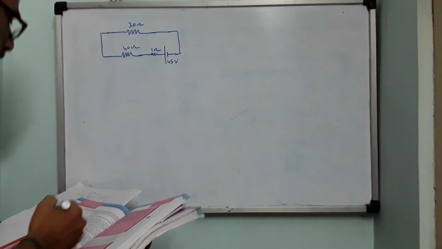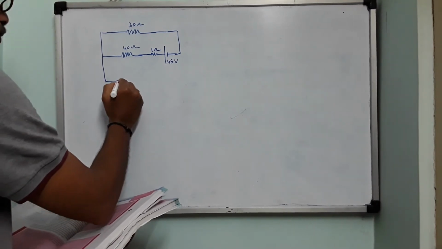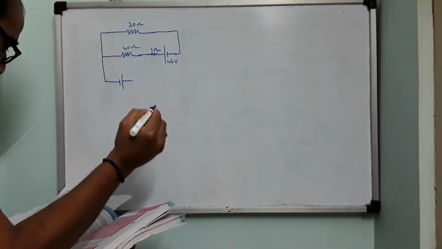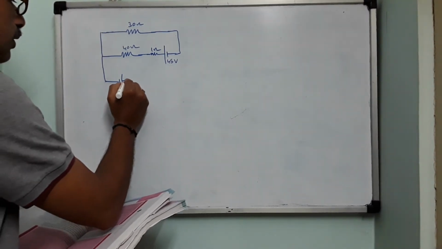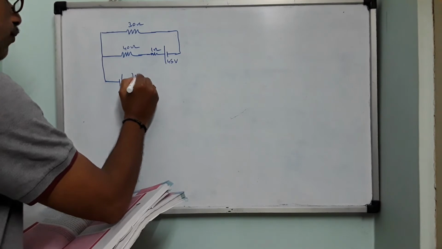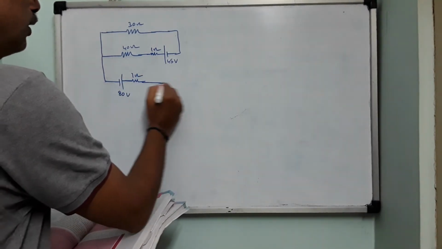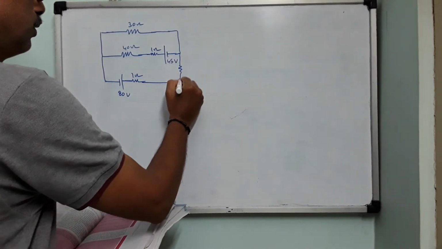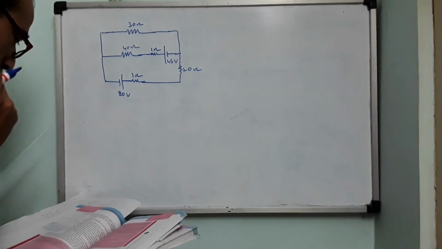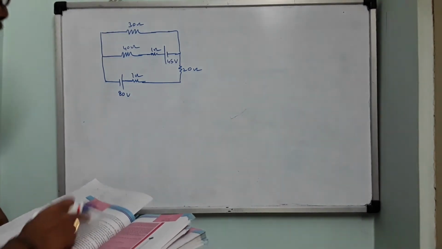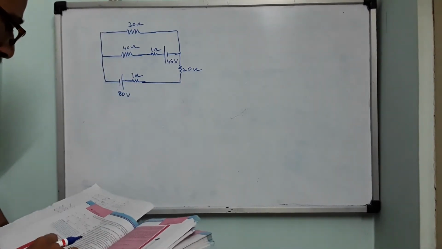And in the other loop there is one more cell whose EMF is 80 volt, and it also has an internal resistance of 1 ohm, and this is connected to a 20 ohm resistor like this. So 1 ohm, 20 ohm, 1 ohm, 20 ohm, 1 ohm, 40 ohm and 30 ohm, right.